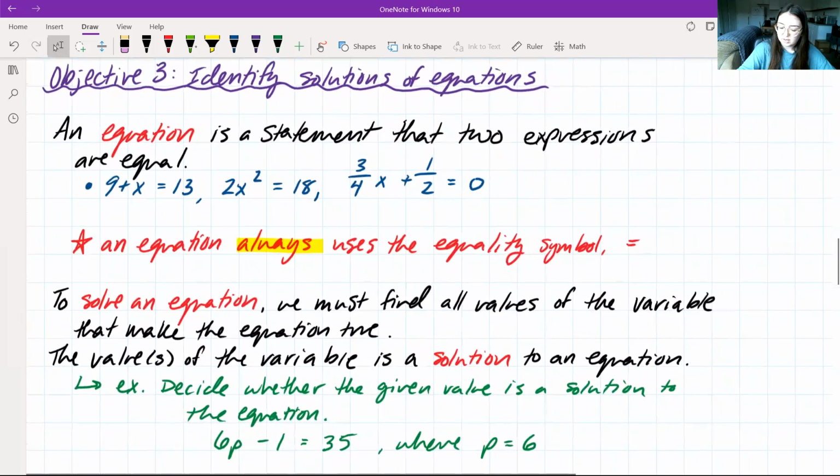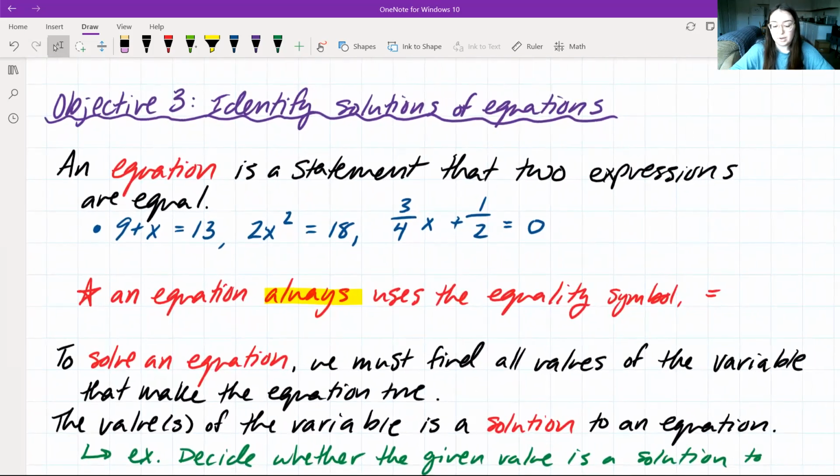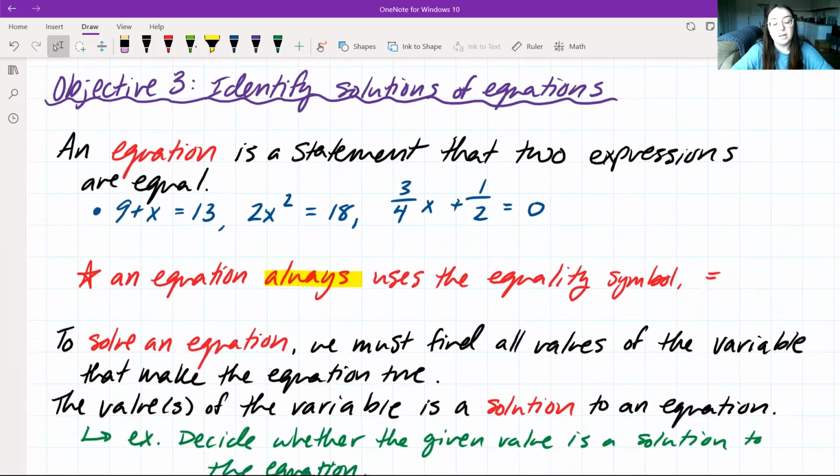All right, objective 3 here. We want to identify solutions of equations. An equation is a statement that two expressions are equal. For example, 9 plus x is equal to 13, 2x squared is equal to 18, 3/4 x plus 1/2 is equal to 0. So we have some expressions that are going to be equal.